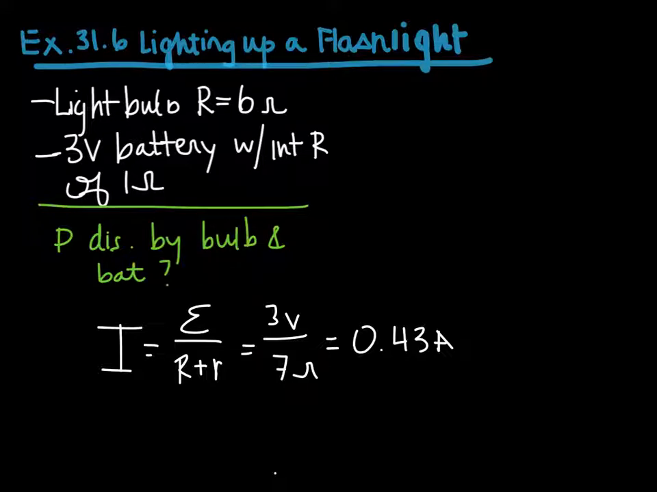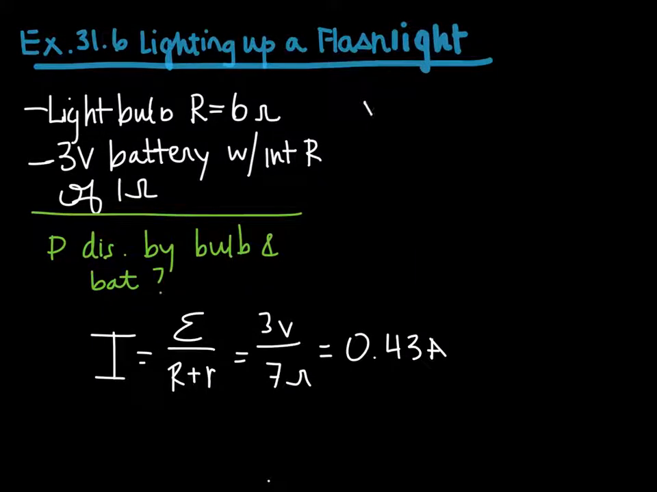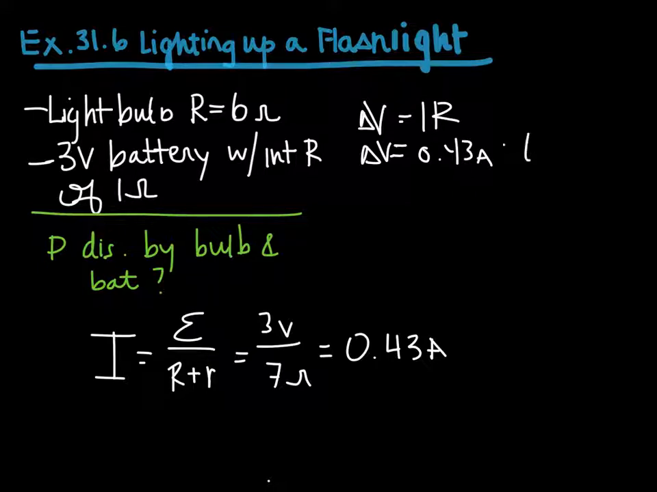Since the battery has an internal resistance, it will also dissipate power. So the first thing we need to do is determine what the voltage drop is across the 6 ohm resistor. So we can do V equals IR for the resistor to find the change in potential. And we have the current of 0.43 amps and the resistance of 6 ohms. You should find a change in potential for the resistor alone to be 2.6 volts.